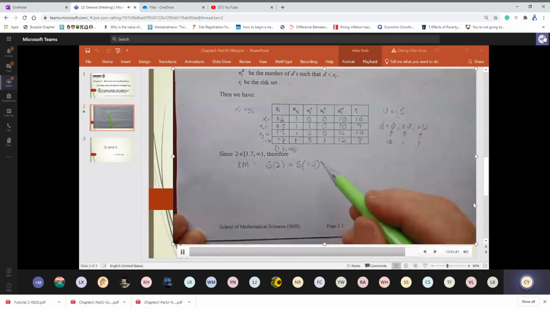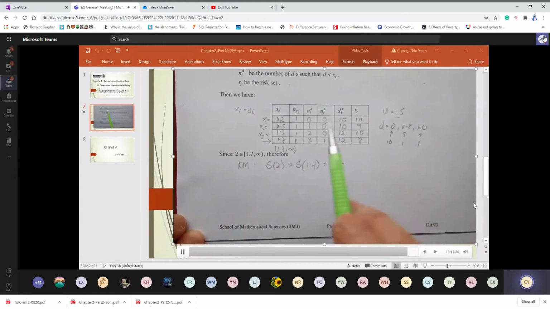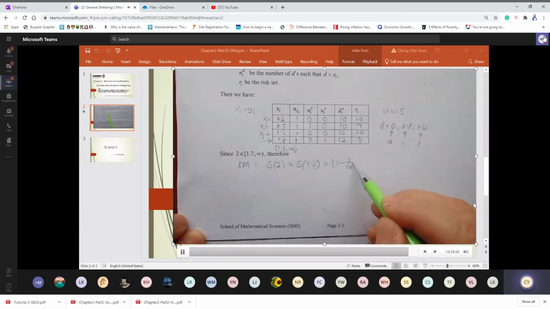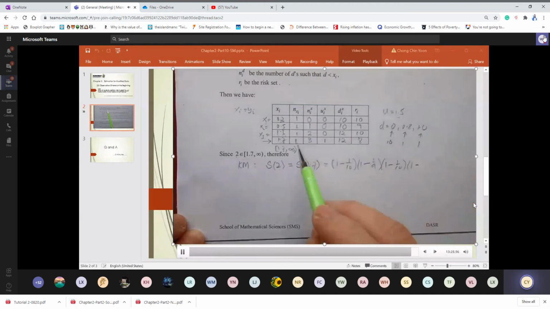For the Kaplan-Meier, the formula is 1 minus the number of x divided by the risk set value. So we will take 1 minus 1 over 10, times 1 minus 1 over 9, times 1 minus 1 over 10, times 1 minus 1 over 8.